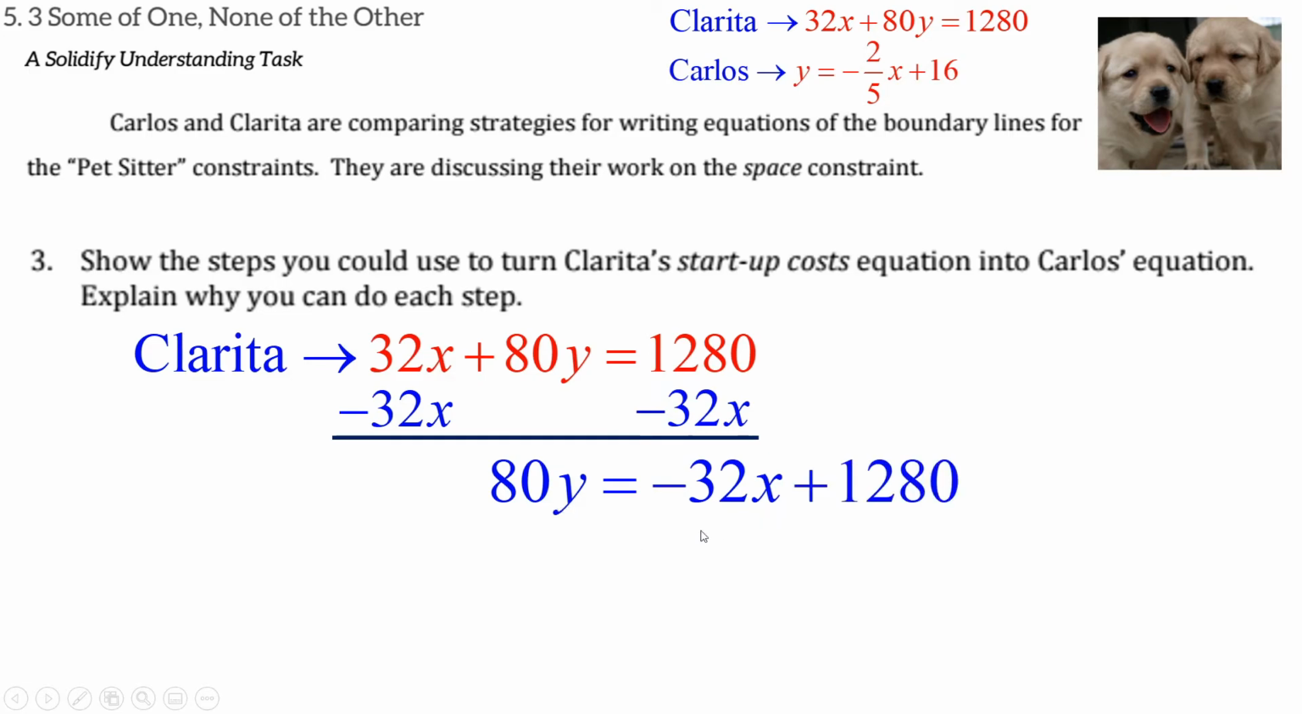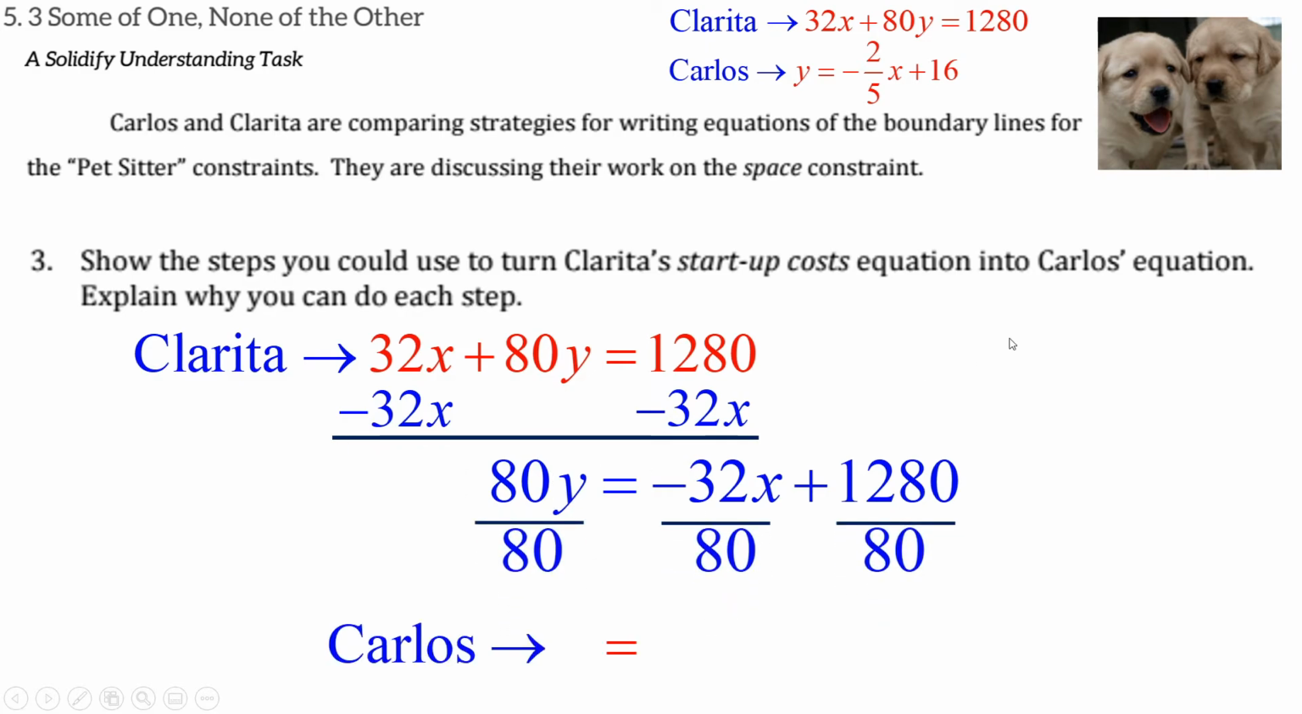And now we just divide every term by this 80 to undo multiplication by 80. On the left the factors of 80 cancel out, and we have a factor of y. And on the right we have negative 32 over 80, so that's going to be a negative. But then what number goes into 32 and 80? Doesn't 16 go into 32 2 times, and 80 5 times? Oh, look at that. And then you still have your factor of x, plus 1,280 divided by 80.